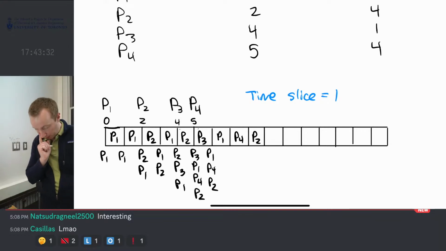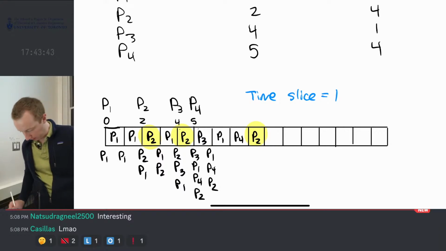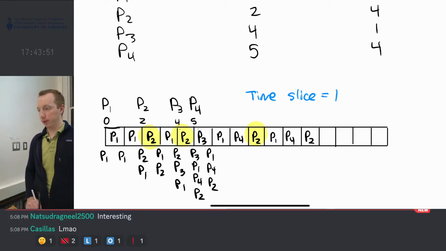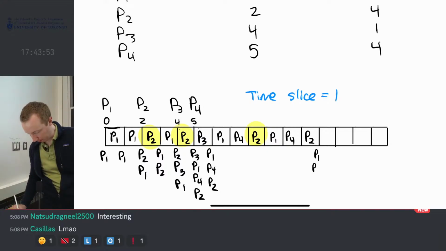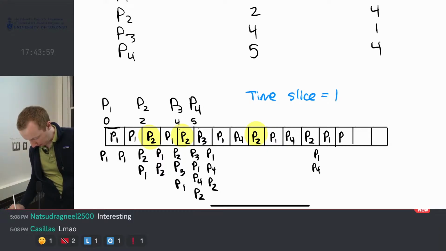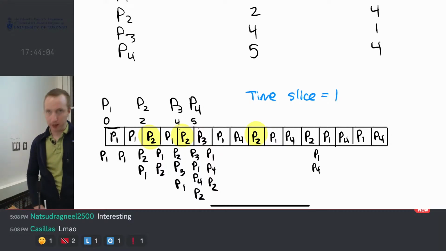So at this point with process 2, it has run for a total of 3 time units. So it's thankfully almost done. So we go another round of P1, P4, P2, and now P2 is mercifully done, and our queue would look like P1, P4. So now we just cycle between them, P4, P1, P4, P1, P4, and now they are mercifully all done. So this is as hard as it gets.